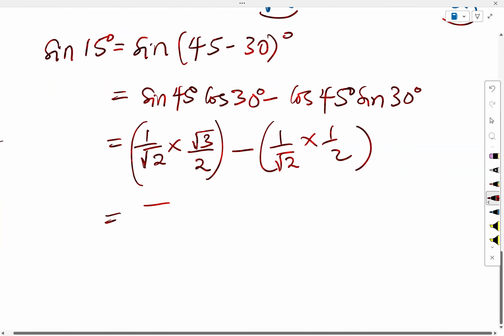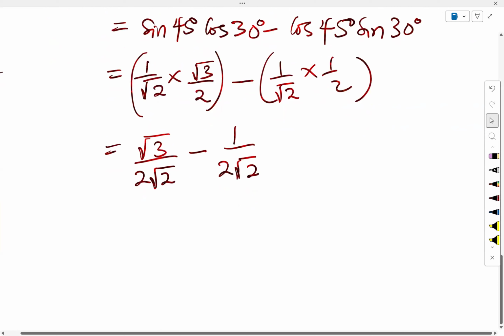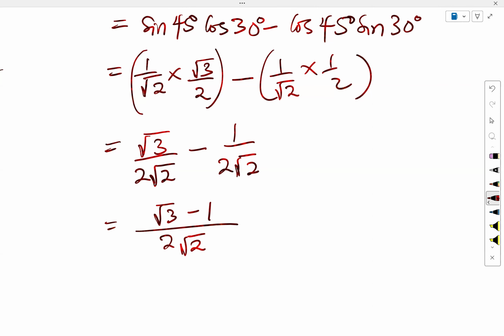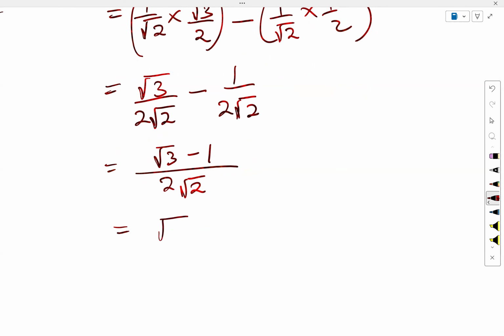And then this is root 3 divided by 2 root 2. 1 times root 3, root 2 times 2, that's 2 root 2. Minus 1 times 1 is 1, all over 2 root 2. Okay? Then you can take the LCM, which is 2 root 2, and that's simply root 3 minus 1 all over 2 root 2. Of course, to make things tidier, you want to rationalize. To rationalize it is to multiply root 3 minus 1 all over 2 root 2 by root 2 all over root 2.